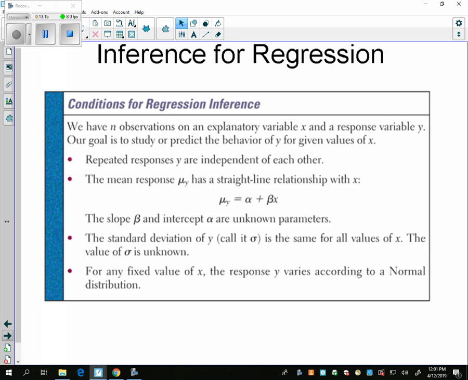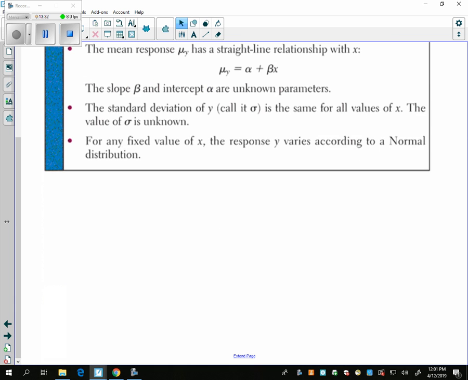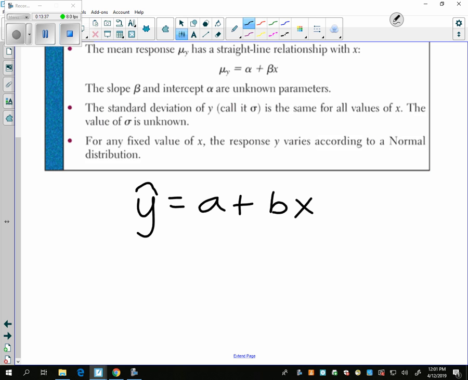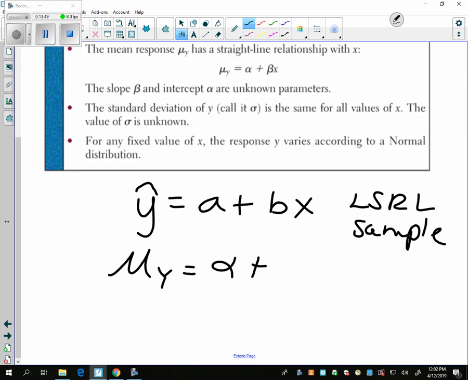So in the textbook, the way they write it, our goal is to study or predict the behavior of y for any given values of x. So repeated responses y are independent of each other, hence why you want random data. The mean response, now we go from this, which is the least squares regression line from the sample, to this.